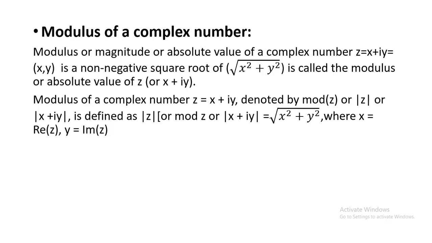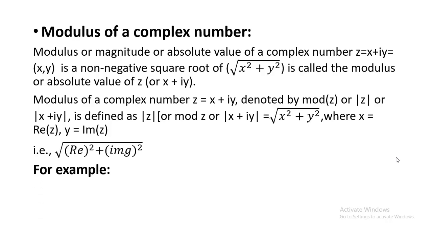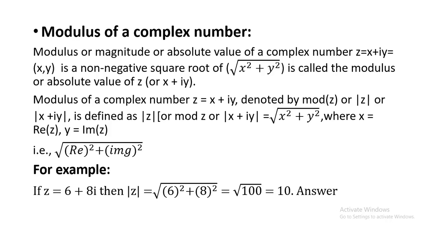So the modulus of a complex number z equals x plus iota y is denoted by mod of z, or absolute value of z. These are a few representations of how you can write the modulus of z. Okay, now how do we calculate it? For example, let's say z equals 6 plus 8 iota and I need to calculate mod of z, right? So how to calculate this?